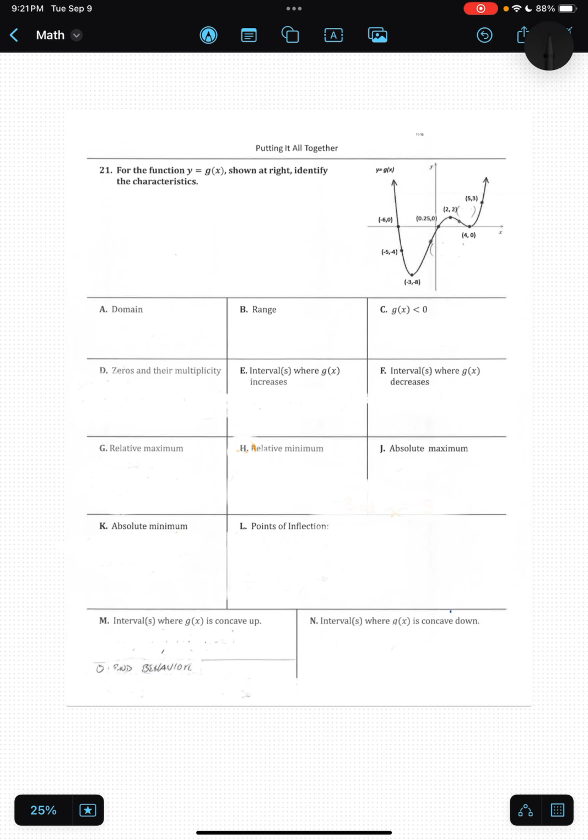Okay, so today we will be doing 1.1 to 1.6 AP review for PRECALC. Our question today is number 21. For the function y equals g of x, identify the characteristics. So today we will be identifying the characteristics of this graph. Okay, so let's get started.